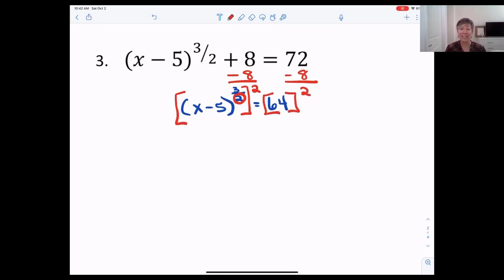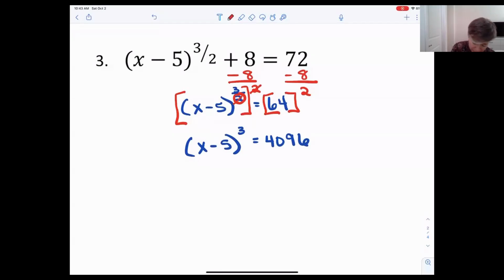So in this case, since it's to the power of 3/2 and 2 is in the denominator, we're going to square both sides. Remember our exponent operations. If you have a power to a power, you multiply. So that means these two reduce. So that would leave us with x minus 5 cubed equals 4,096. That's 64 squared.